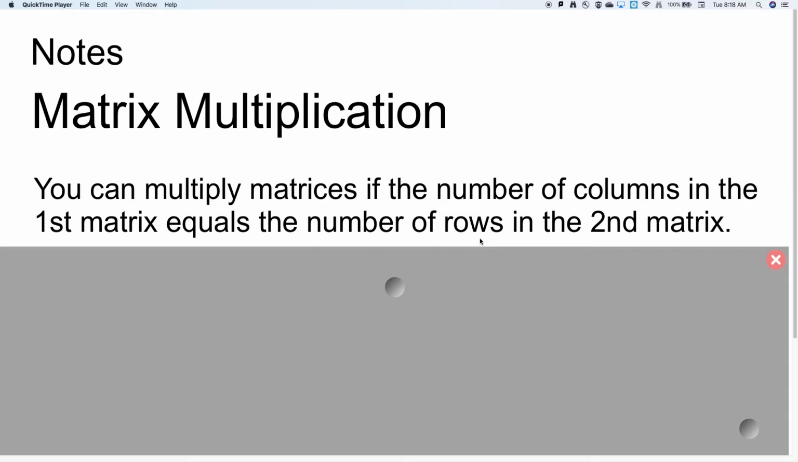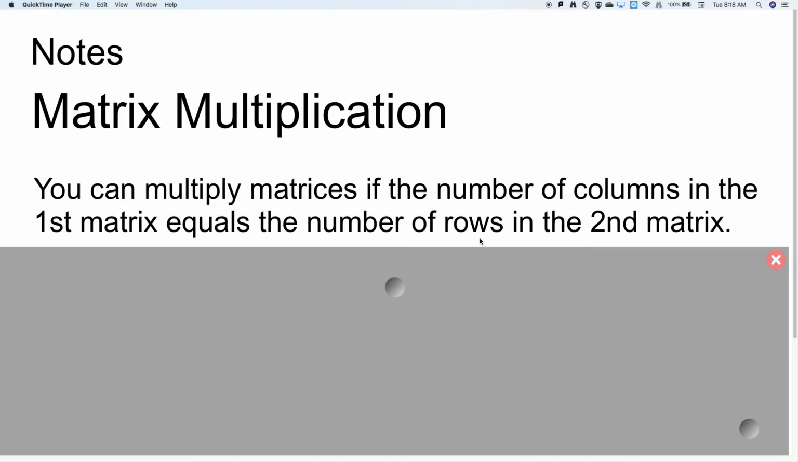To add or subtract matrices, you have to have the same order so that every corresponding entry has something to add or subtract with. Okay. No entry could be left alone and not have anything to add with. Well, the rule is different for matrix multiplication.